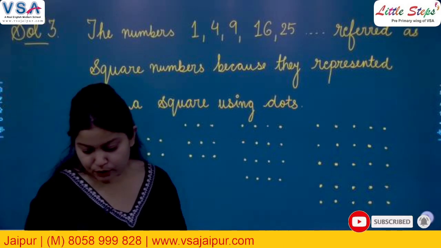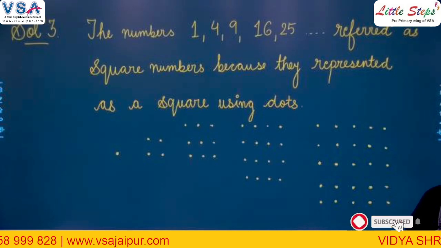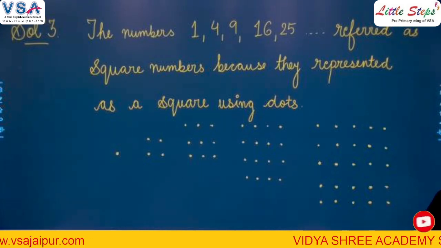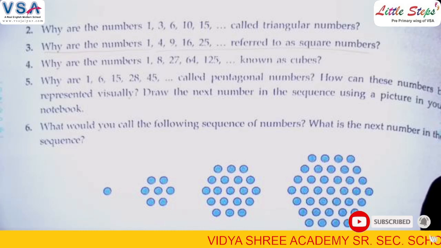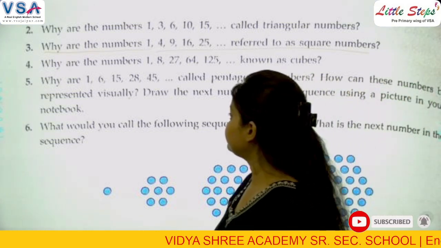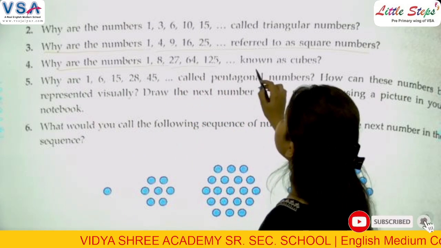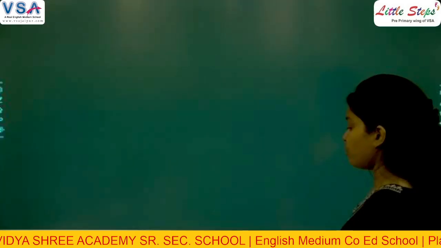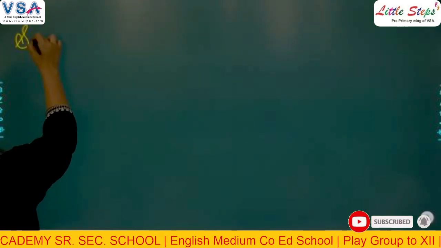Yes. So the next question is, you can draw the dots at home now. You know the concept of how to draw the dots. Next question, question number 4. Why are the numbers 1, 8, 27, 64, 125 known as cubes? So we have to write, this is the fourth question.